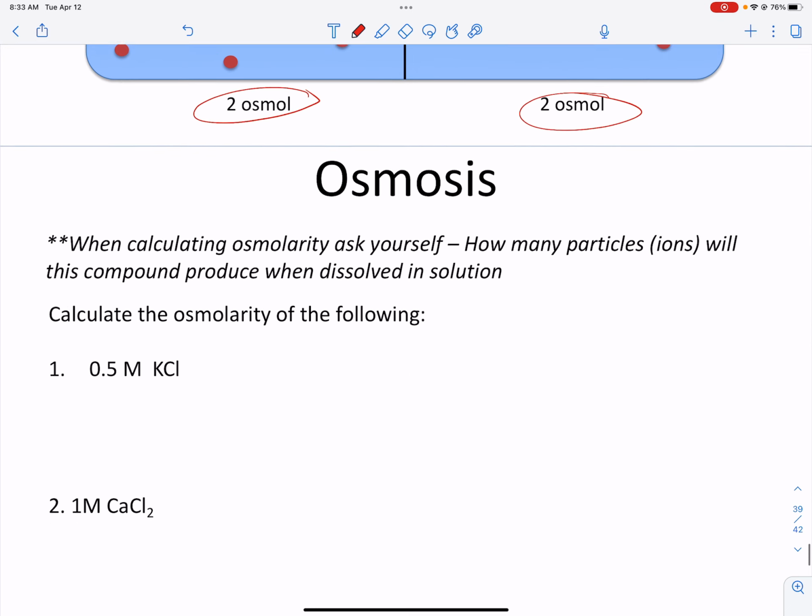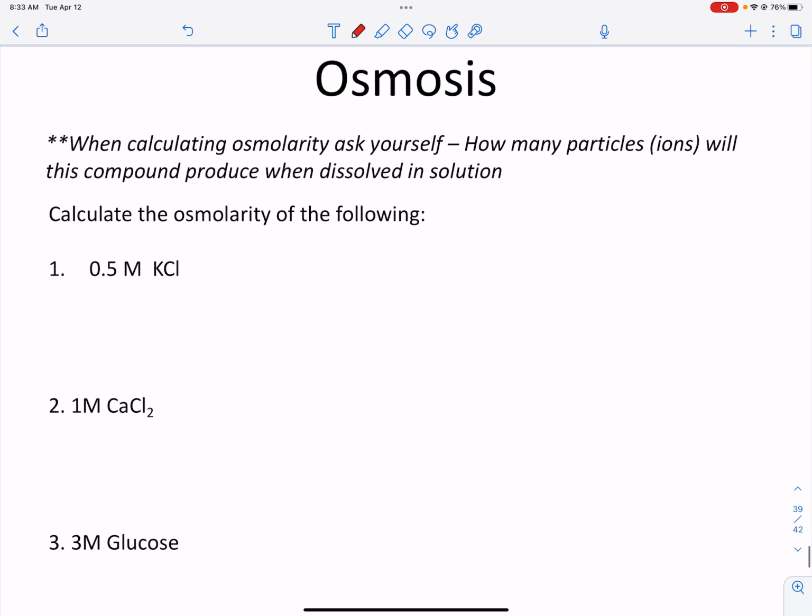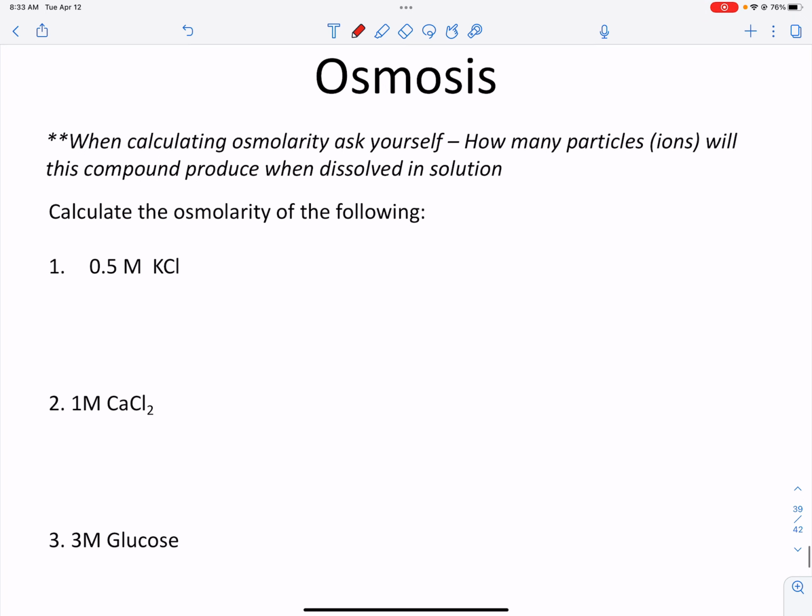All right, let's practice calculating osmolarity, and we're almost done. Okay, when calculating osmolarity, ask yourself, how many particles or ions will this compound produce? And then you're going to multiply that by your molarity, okay? So let's say we have these compounds here, 0.5 molar of potassium chloride. This is going to break apart into potassium and chloride, which will be a negative. So I will get 2 particles, right? So I'm going to multiply this times my molarity and say, okay, I'll have 1 osmol. Or it would be 1 osmolarity.